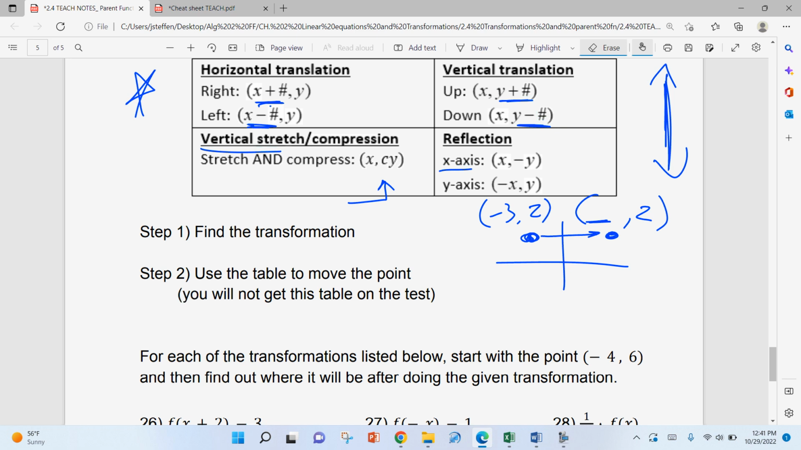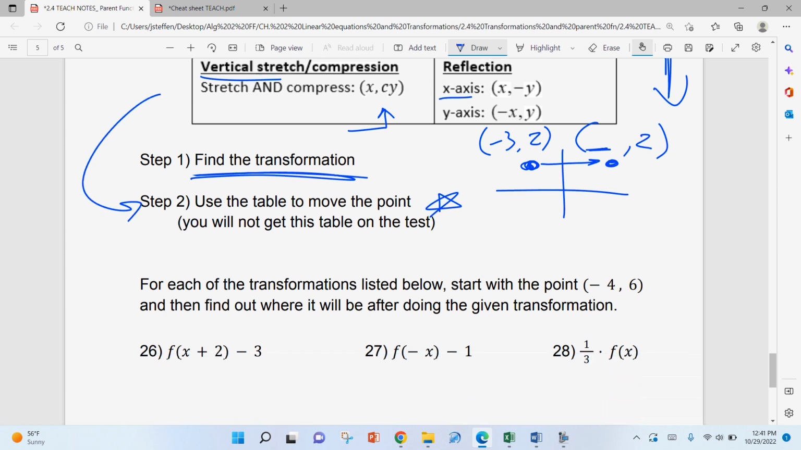So the biggest thing with this, the first step you're going to do is figure out what the heck the transformation is. Once you know that transformation, then you can use this table and you can figure out where your new point is. So the punchline is they give you this point, -4, 6.